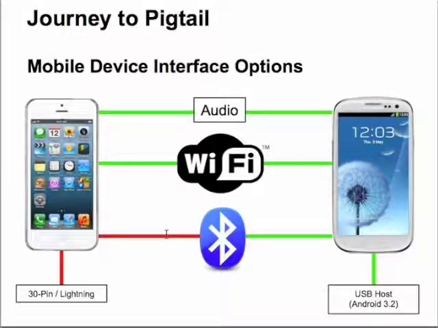And then coming out of the phones, there's usually some sort of plug-in type connector. On iOS we have the 30-pin connector and the new Lightning connector, and then on Android we do have USB host functionality now with Android 3.2, but this wasn't available when I started working on this in 2011. Android was still sitting around version 2.2, so that was out of the picture.